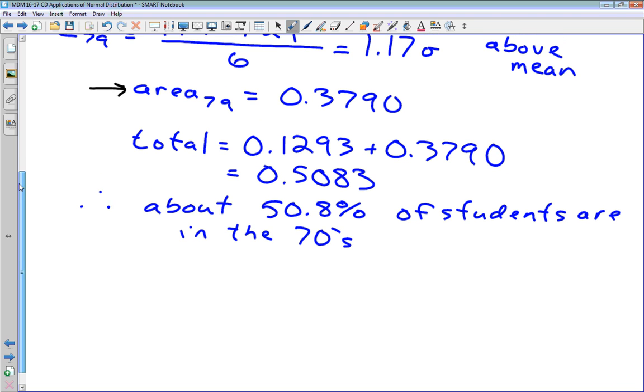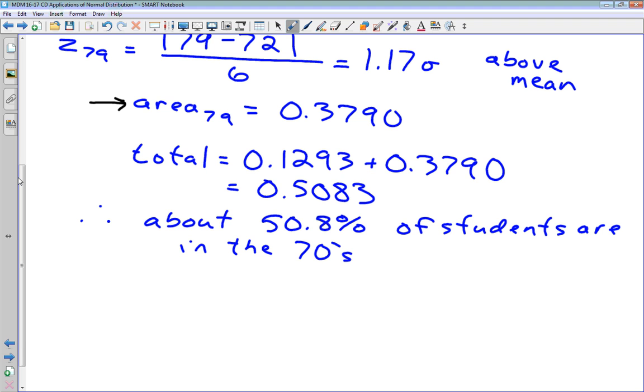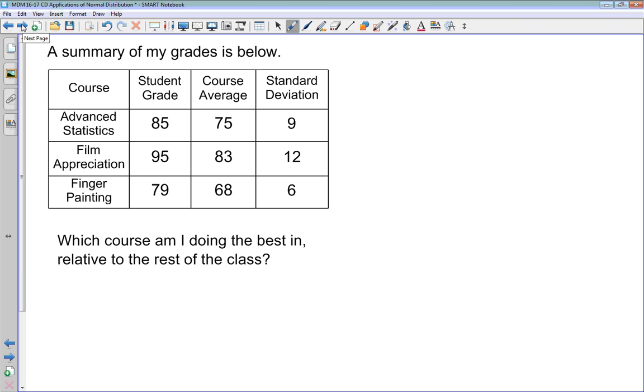So in our last example, we're going to look at using z-scores to do something a little bit different. Basically comparing numbers which you can't always directly compare. So let's say I am a student at this school. Here is a summary of my grades. I'm taking advanced statistics where I have an 85. I'm taking film appreciation where I have a 95. And I'm taking finger painting where I've got a 79. Okay? Which one of these courses am I doing best in?